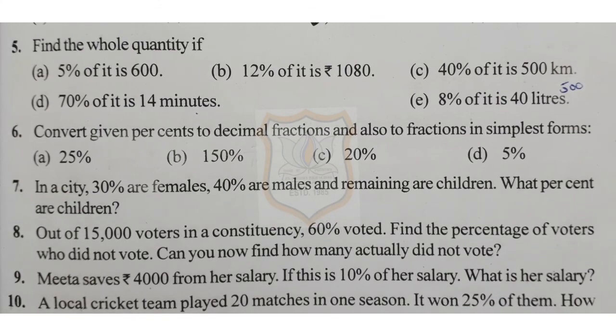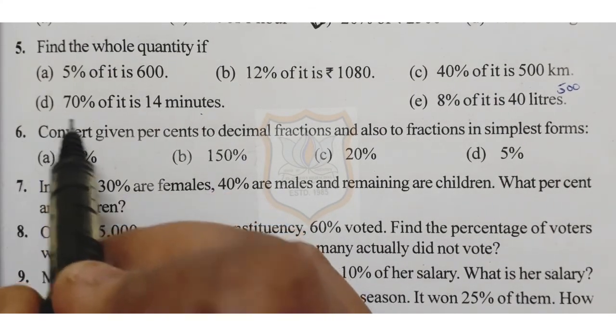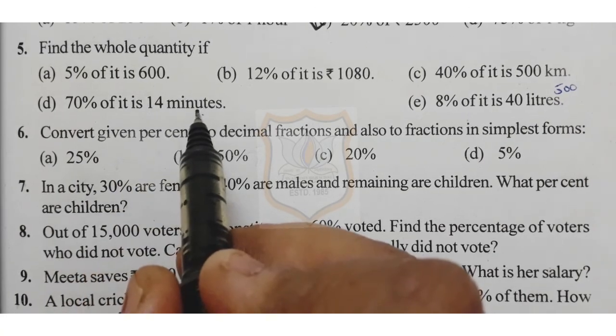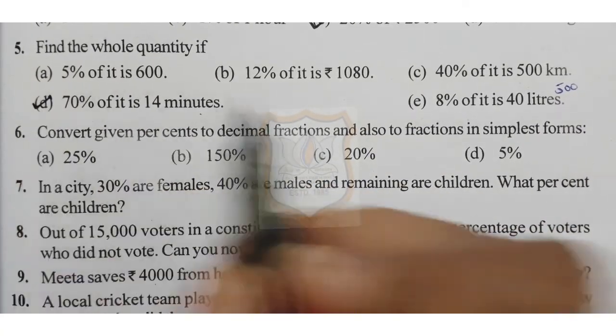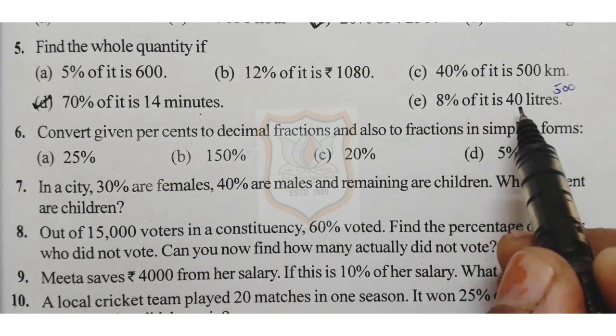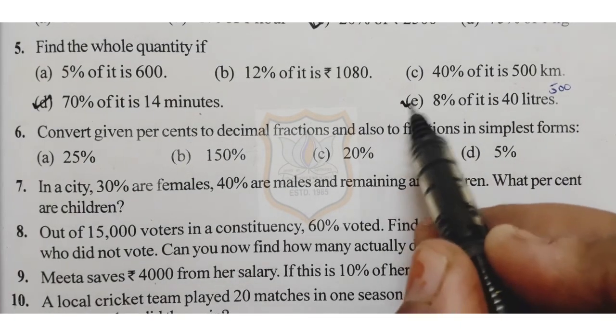Similarly, students, you can find out D part also, that is 70% of it is 14 minutes, that you have to find out, and E part is 8% of it is 40 liters, that also you have to find out.